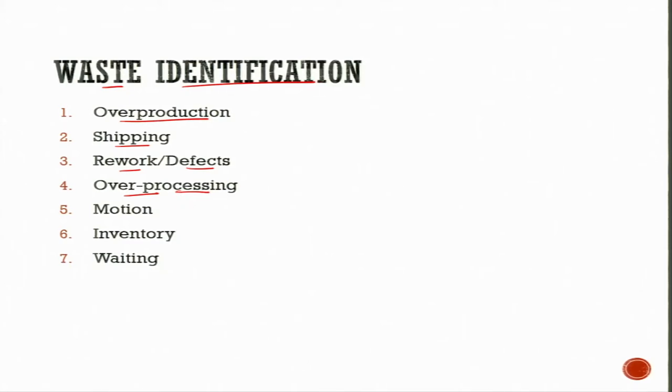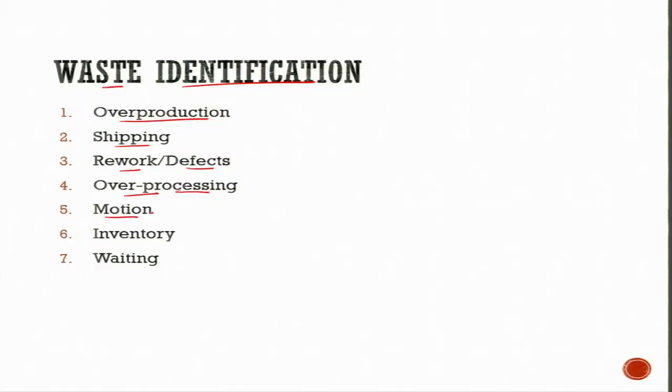Then the motion. Motion means unnecessary motion, a waste of time and money, like the material handling within the system. What is the material handling system? Where to store the material? Is it closer to the machine where it is used? Or what is the availability of the material at different points? So this becomes another waste identification point where we can see whether the motion is quite controlled or not.